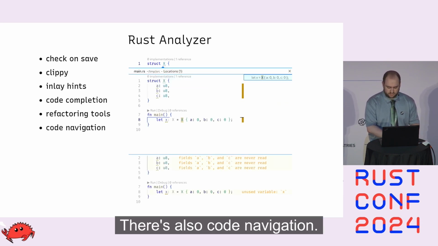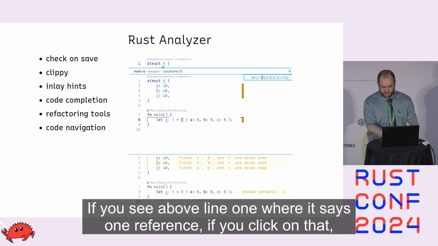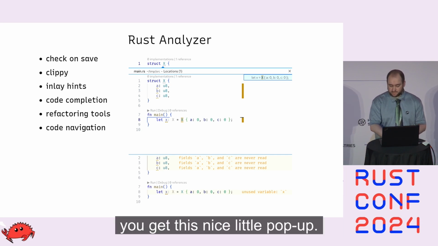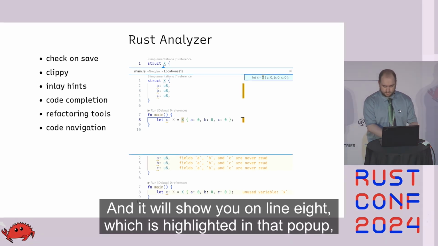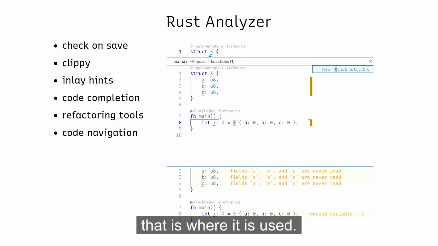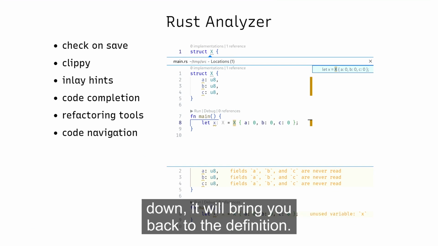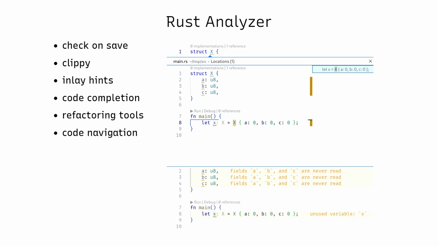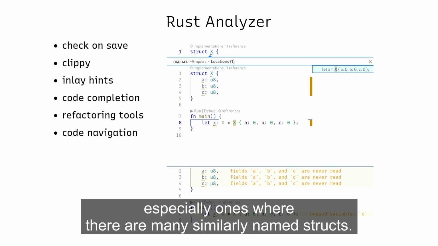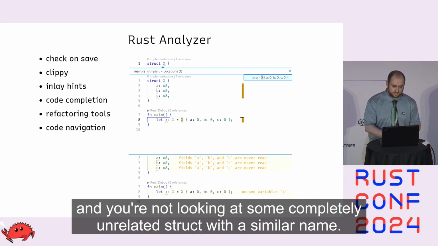There's also code navigation. If you just want to see where code is used or where it is defined. If you see up above line 1, where it says one reference, if you click on that, you get this nice little pop-up. And it will show you on line 8, which is highlighted in that pop-up, that is where it is used. And conversely, if you click on the X, in VS Code at least with Control held down, it will bring you back to the definition. And that works across crate boundaries and in larger code bases, especially ones where there are many similarly named structs. It's a huge time saver because you know where it brought you is actually correct, and you're not looking at some completely unrelated struct with a similar name.